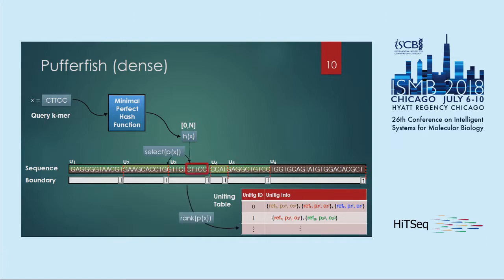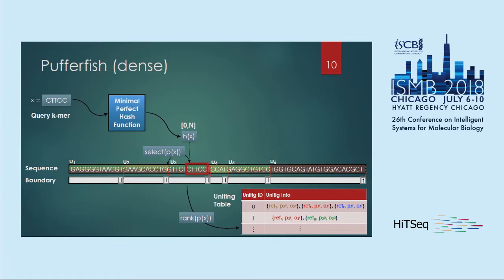In this way, if we can get from this index of 0 to n to the actual position of the k-mer in the sequence bit vector, then we can retrieve all the information that we require, which is the set of references that this k-mer appears in, and the position of the k-mer and orientation. In addition, we can fetch this k-mer, compare it with the original query, and see if it's a false positive or not.